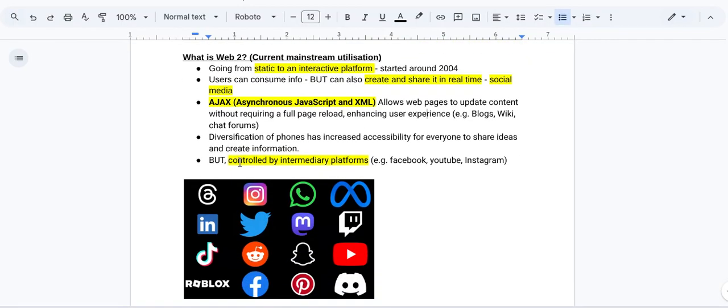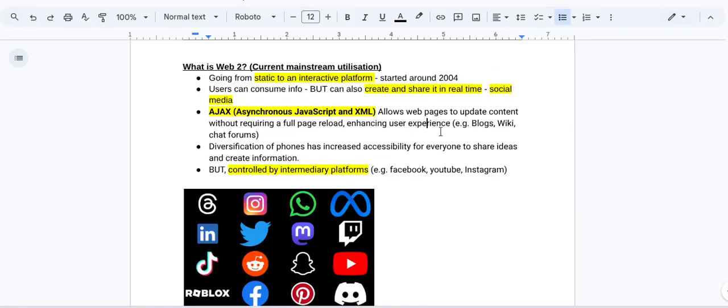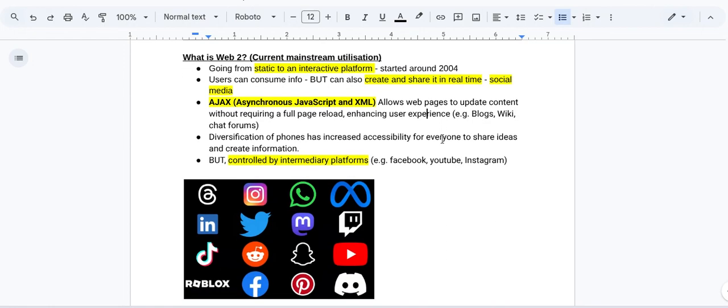The issue is though, at the minute these platforms are controlled by intermediaries. So that is like your Facebook, YouTube, Instagram. So if you have information on there and there's something that you post that they don't agree with or like, they can take it down as they have the power. So all your data and information is controlled by whatever platform you are using. So that data can be taken away quite quickly.